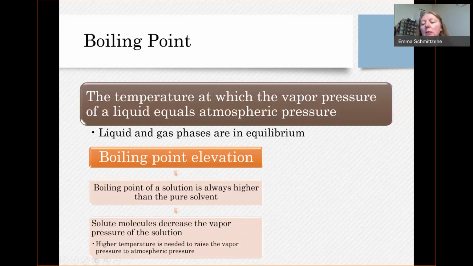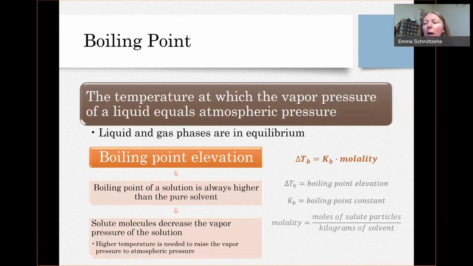And so this one also is directly related to how many particles are in solution, okay? More particles in solution, the higher the boiling point. This one, I'll give you the equation for it. And this equation actually shows you the relationship between the elevation of the boiling point and the concentration.